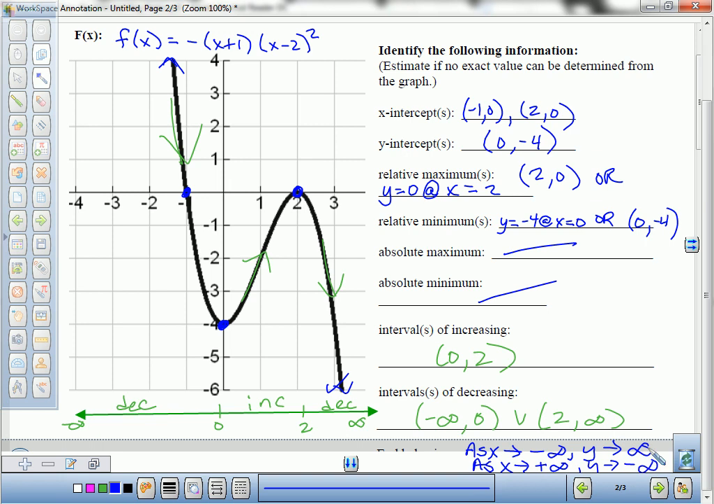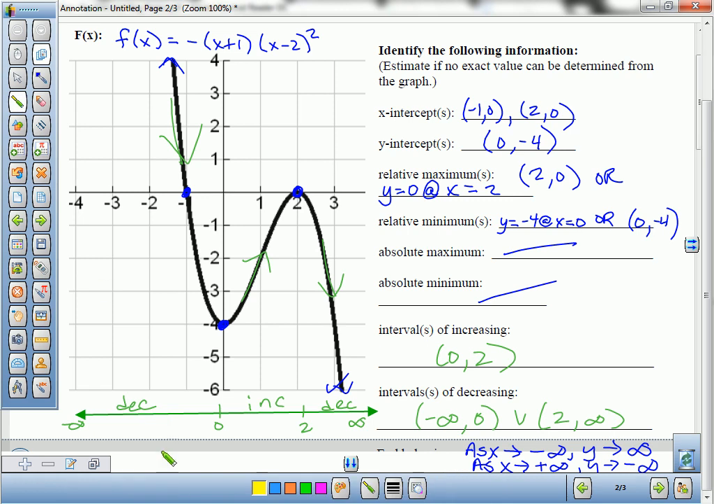All right, so that's everything we've done so far. So today we're adding positive and negative intervals. Over what interval is the function positive? Well, the y values are always positive above the x-axis.